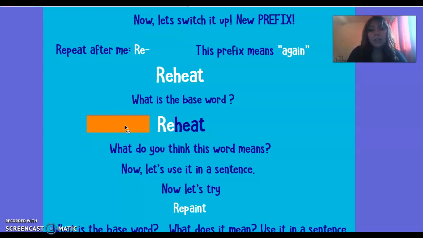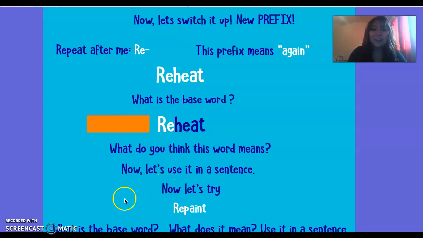Now, let's use the word reheat in a sentence. Good job. You can also say, I love to reheat my pizza when it's cold. That means Miss Candela doesn't like cold pizza.